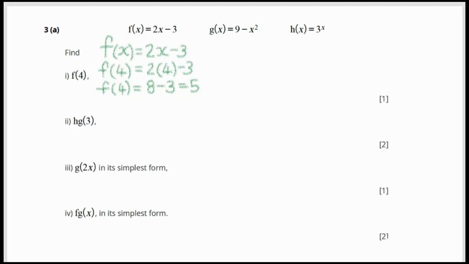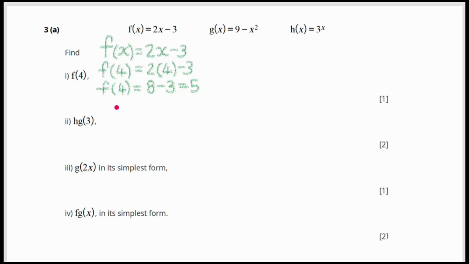Okay, now let's move on to the second part. This one is a little bit more complicated. So we need to find hg of 3. This means we must do the function g first and then substitute that answer into h. So step 1 is to calculate g of 3. So let's quickly do that.